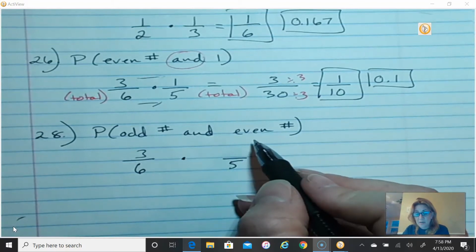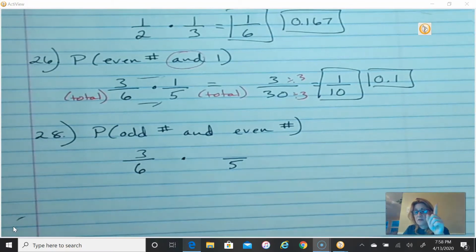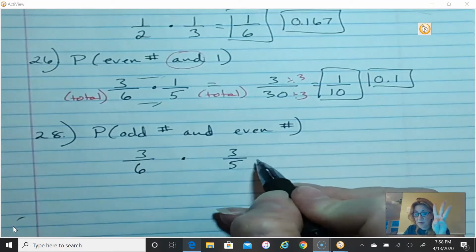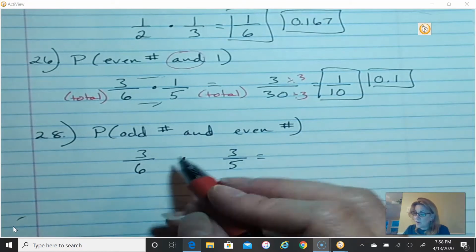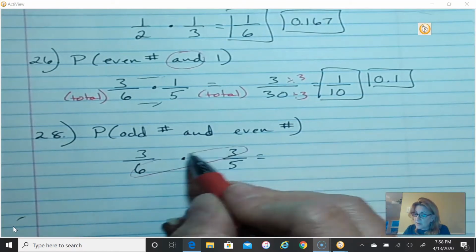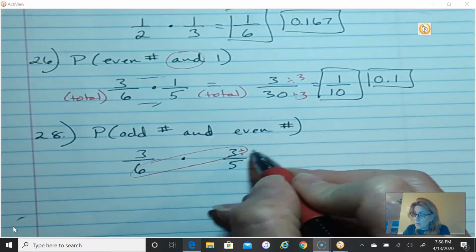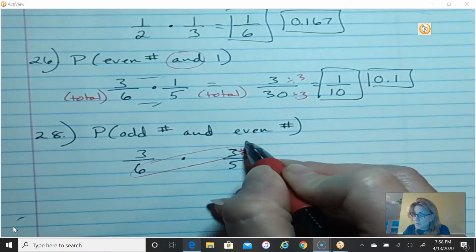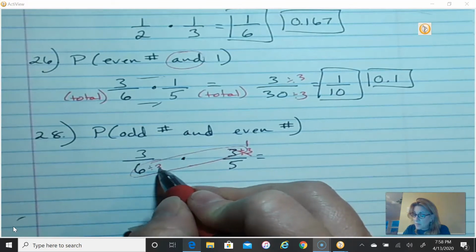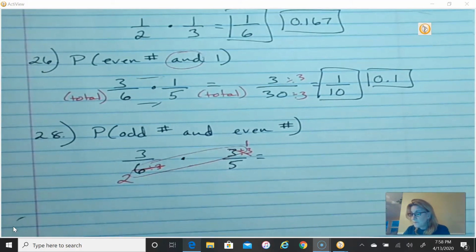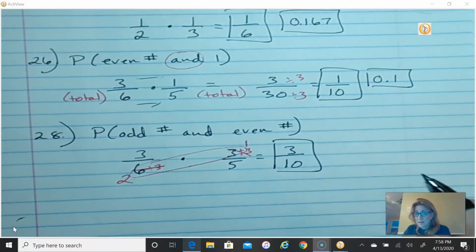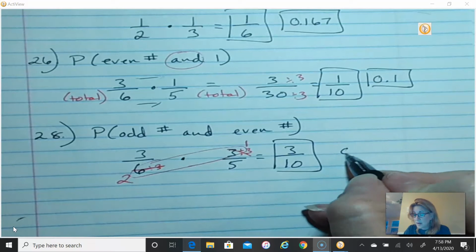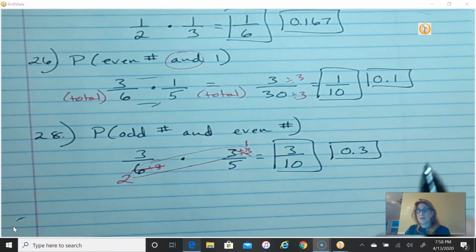How many even numbers do we have? 2, 4, and 6. So we have 3 even numbers. Multiply across, or we could do the cancellation. 3 divided by 3 is 1. 6 divided by 3 is 2. Multiply across, you get 3 over 10. That's my fraction, and your decimal is 0.3.